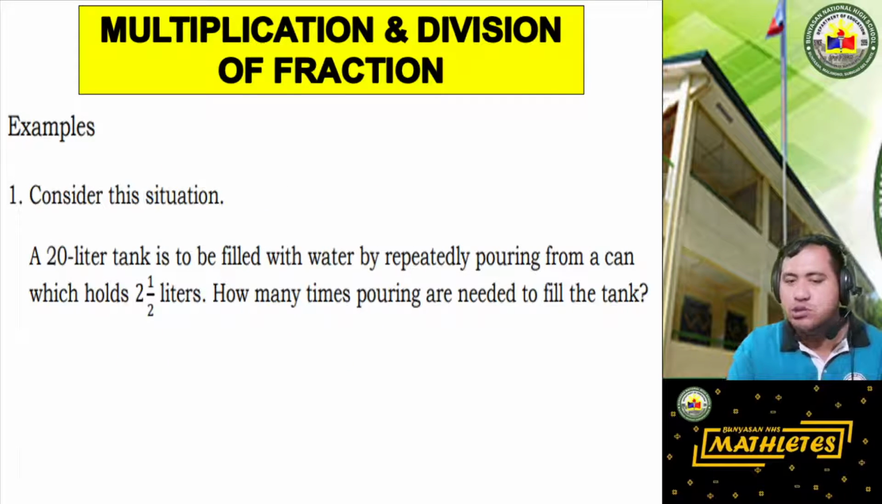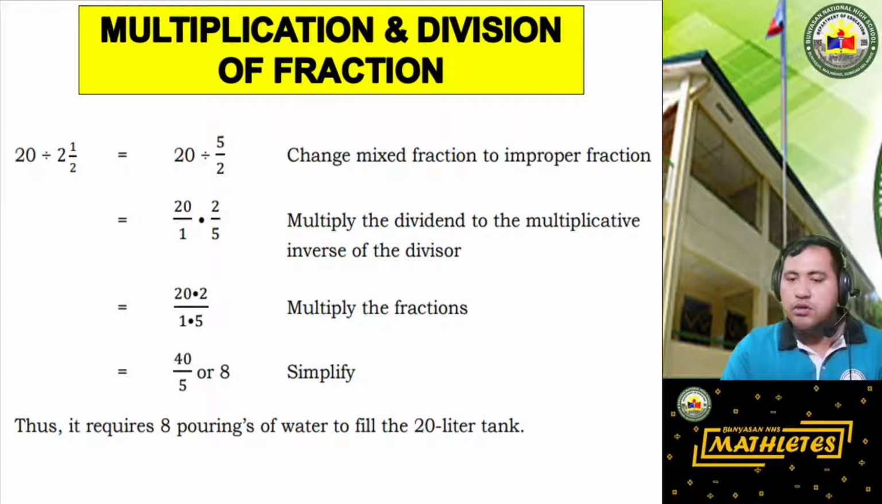So, let's proceed to the example. Consider this situation. A 20-liter tank is to be filled with water by repeatedly pouring from a can which holds 2 and 1/2 liters. How many pourings are needed to fill the tank? So, we have 20 divided by 2 and 1/2. That is a mixed fraction, di ba?